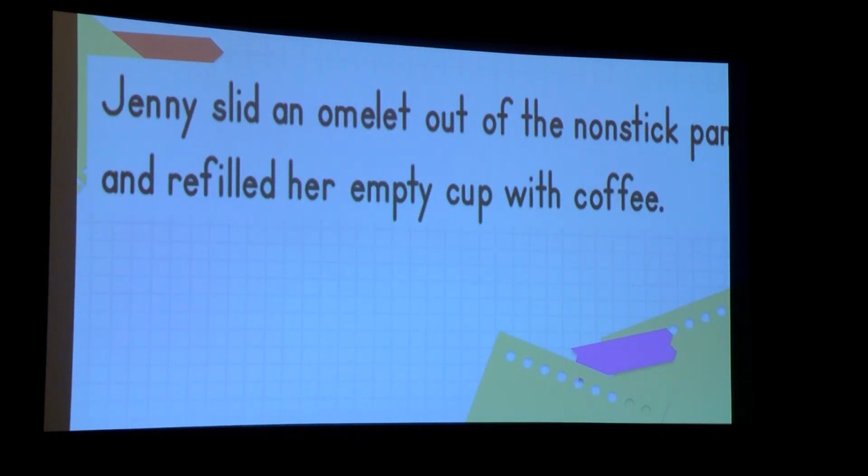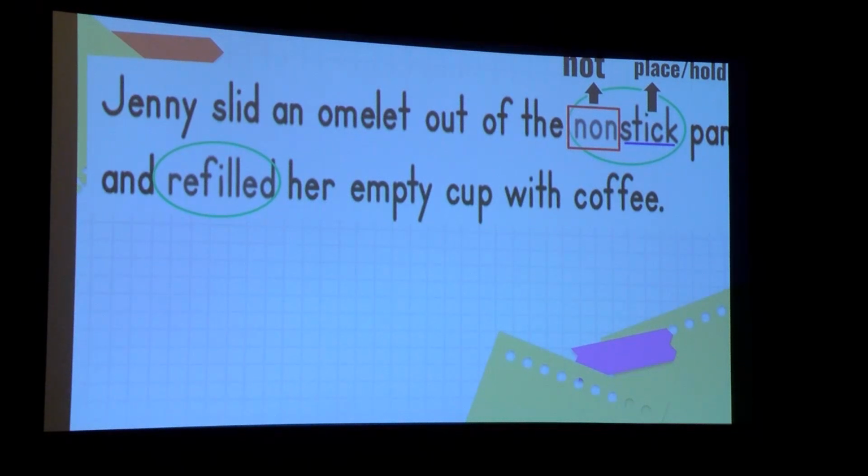So we have a couple words in here that have prefixes that we've talked about. And I would ask the students, hey, can you identify any word that would have a prefix that we've talked about today? We have nonstick, and we also have refilled. We know that non means not, and then we have the base word stick, to place or hold. So it's a nonstick pan, a pan that doesn't place or have any hold to it.